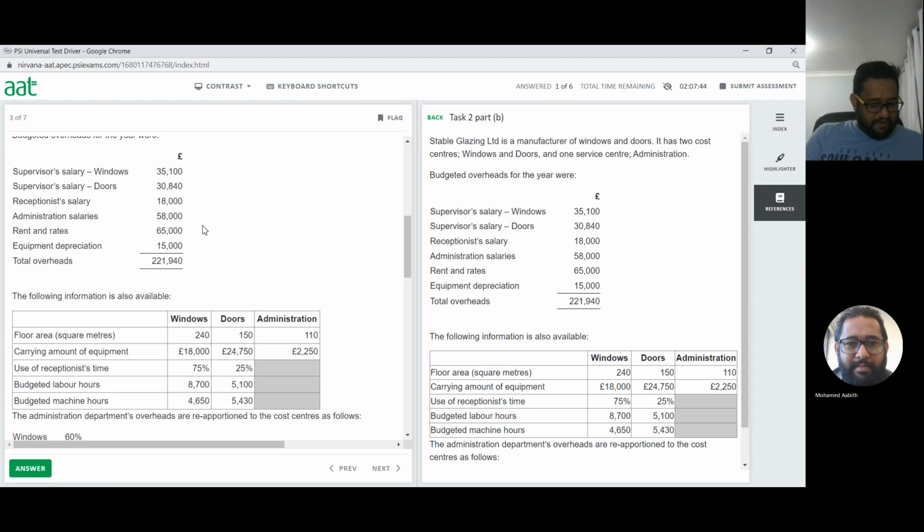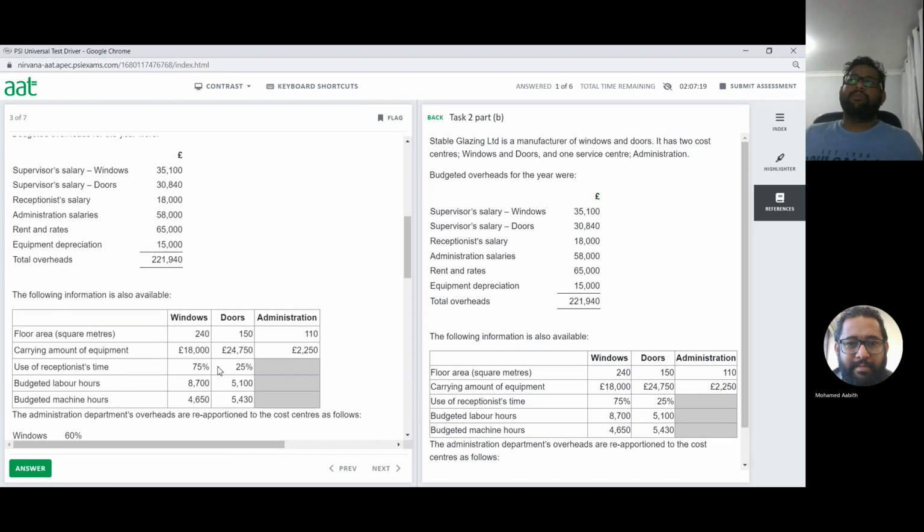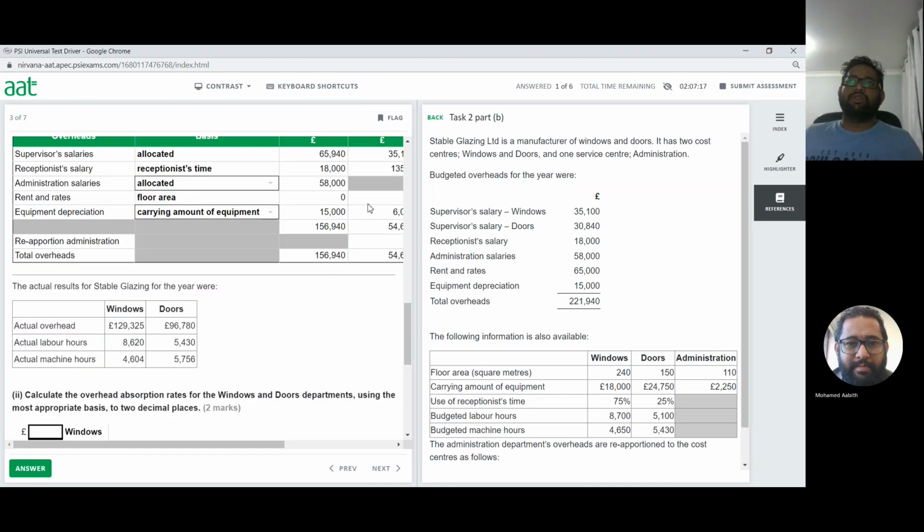So £65,000 divided by 500 square meters will give you the rent and rates charge of £130 per square meter. Once you find that £130 per square meter, that's your unit cost for rent and rates. You multiply by these numbers to get the amount we're going to be apportioning into these boxes.